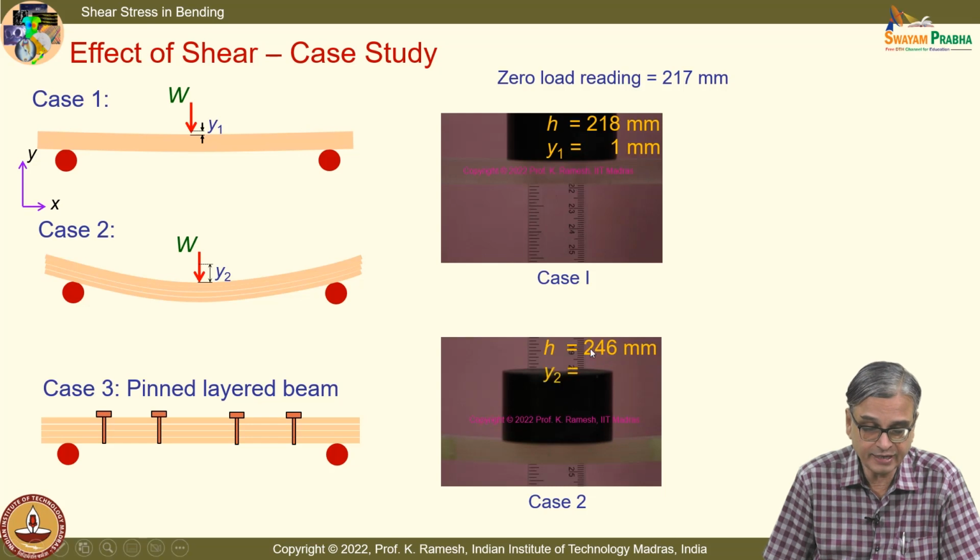You find that it has deflected to 246 millimeter. That is the scale reading. The initial reading is 217. And I find that the deflection, what you find, is very large. It's about 29 millimeters.